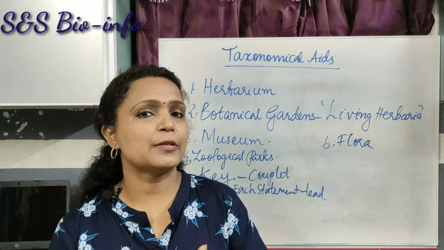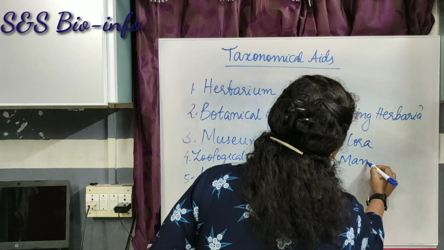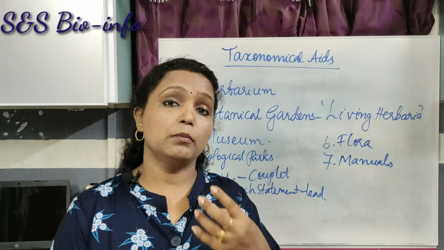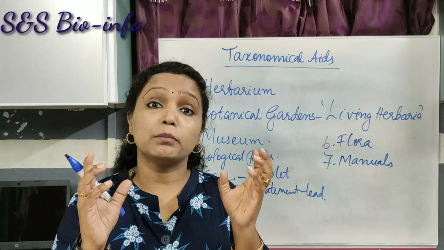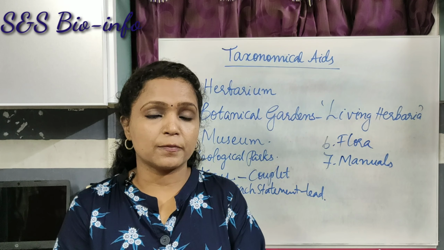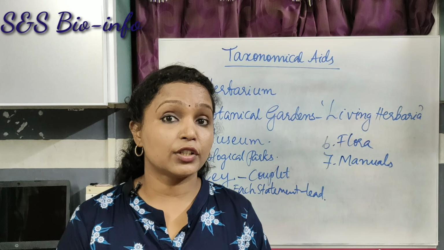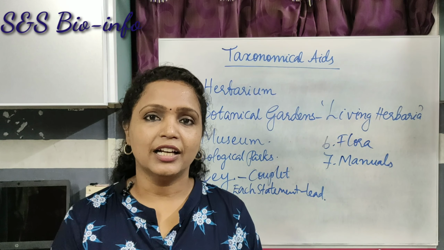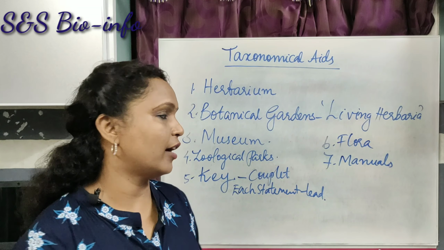The next one is manuals. The manuals provide complete information regarding the species. It gives complete description on the species. Especially it provides the complete identification of the name of the species that is found in a particular area. That's about the manuals. The last one is monograph.